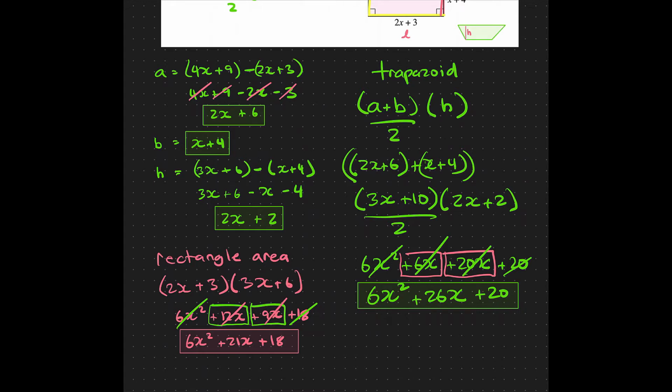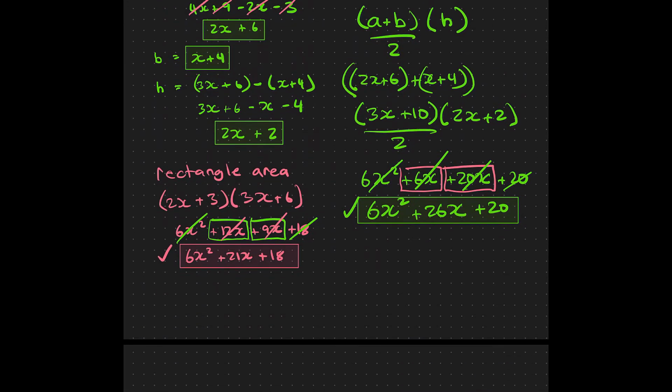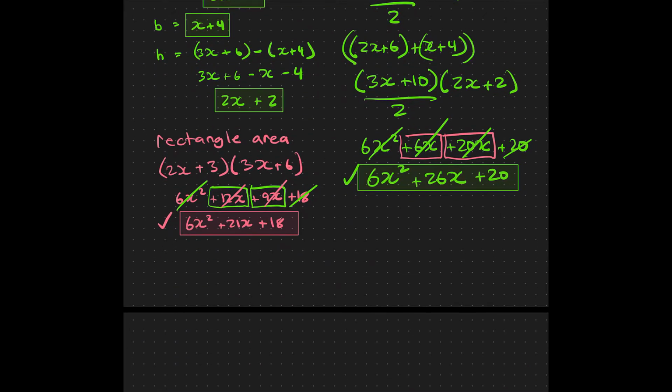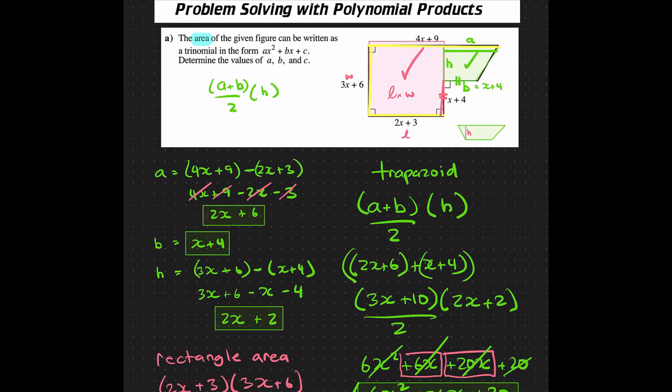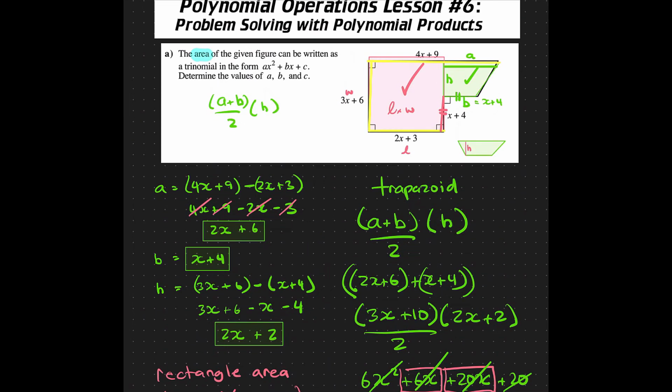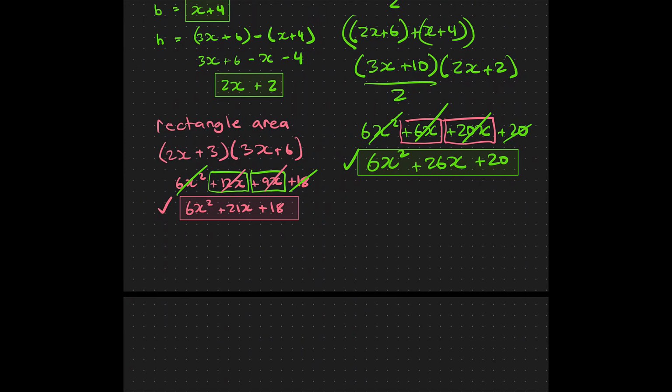So this is the area of the trapezoid right here, and this is the area of the rectangle. Now, to figure out the total area of this shape, I just obviously have to add those together. So I've got this one right here. I'm just going to add to it the 6x squared plus 21x.